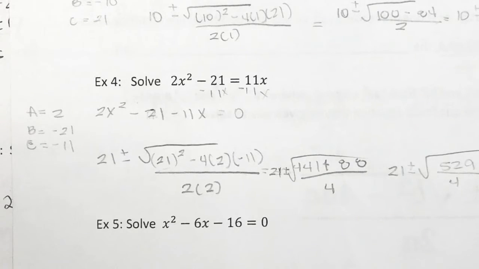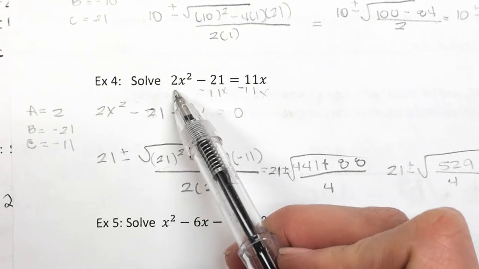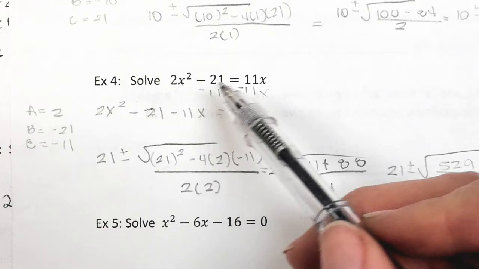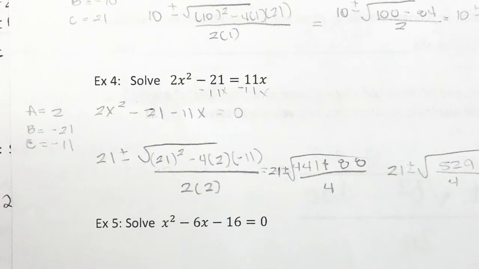The way you determine what A, B, and C are is what the letters are in front of it. So A is always going to go with x squared. B is always going to go with x. C is always going to just be by itself with no letters. Okay? Let me see yours, Camille.